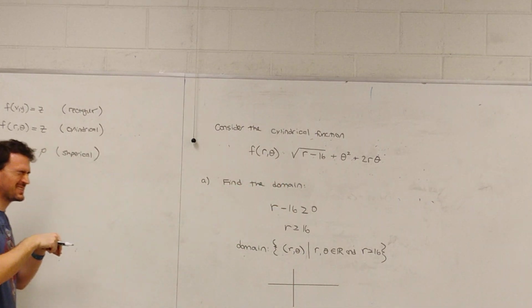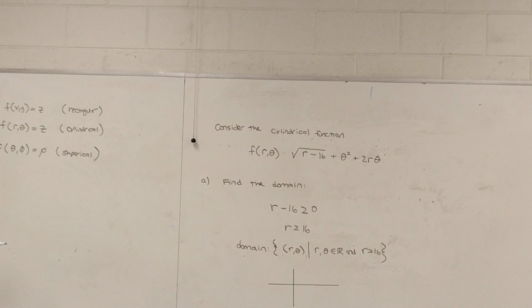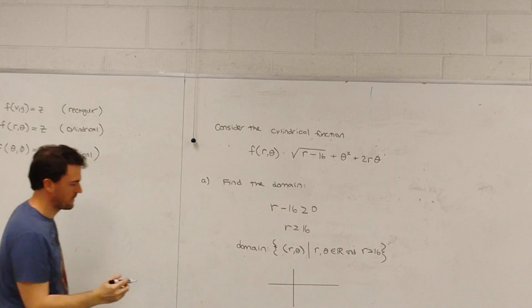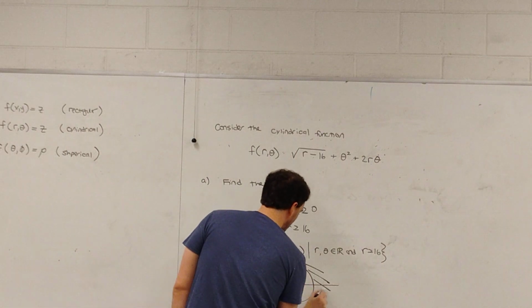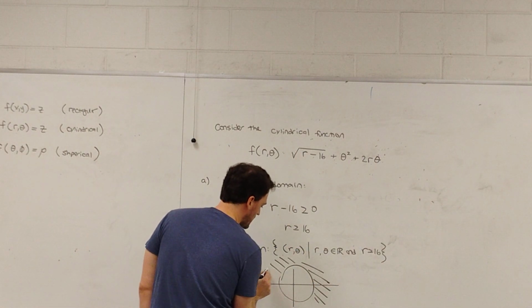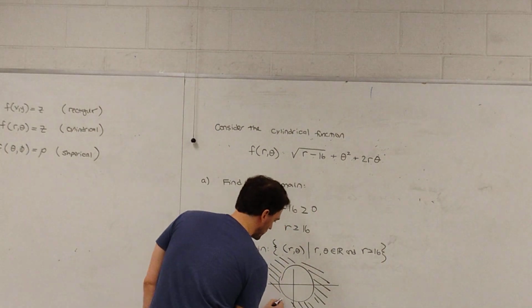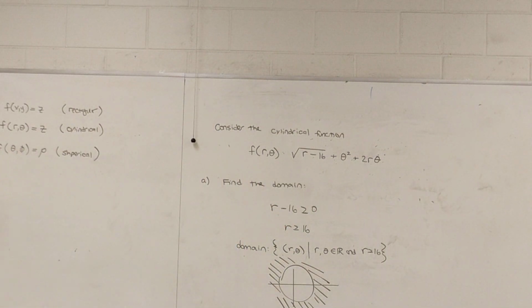R is the distance from the pole. So it's a circle. So r equals a number. So r equals 16 is a circle. But I want all points outside and including a circle with radius 16. Yeah, r equals number, circle.